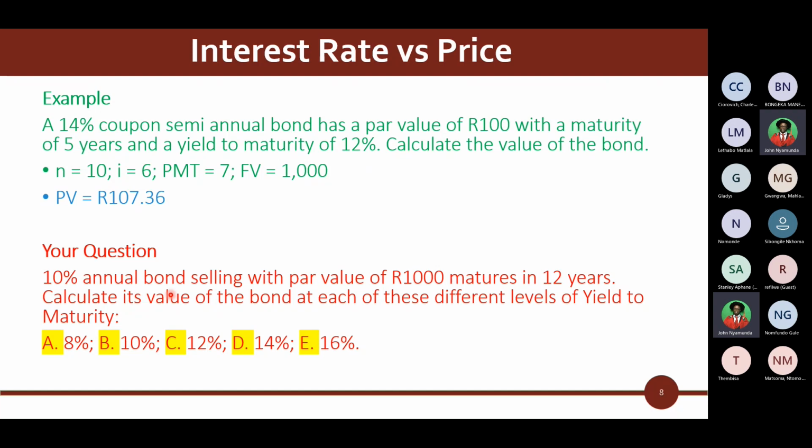A 10% annual bond selling at a par value of 100 matures in 12 years. Calculate the value of the bond at each of these intervals. So what I'm expecting from you, ladies and gentlemen, is that you calculate if the yield to maturity was 8%, A, you put your answer; B, at 10%, what is the value of the bond? C, at 12%. I'm expecting you to do at least two of these because there's a concept I want to discuss with you. Let's do this quickly. This is not a semi-annual bond, it's an annual bond, so it should be quick.